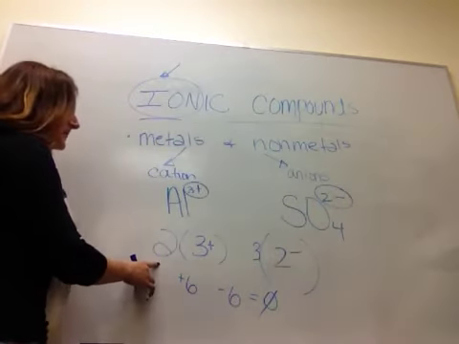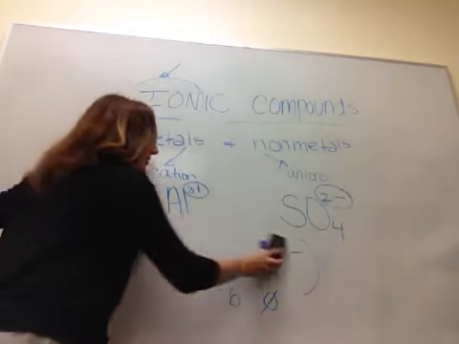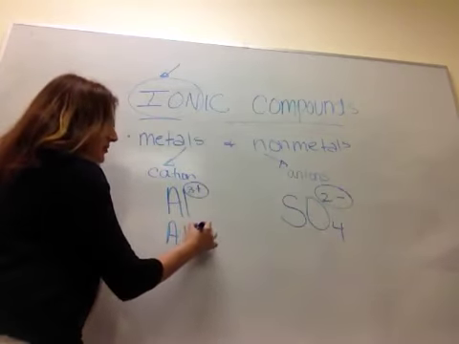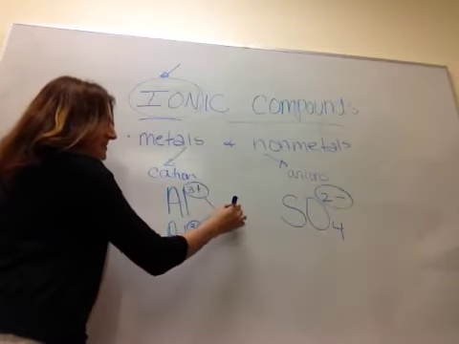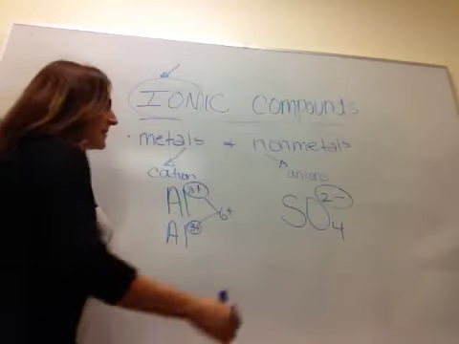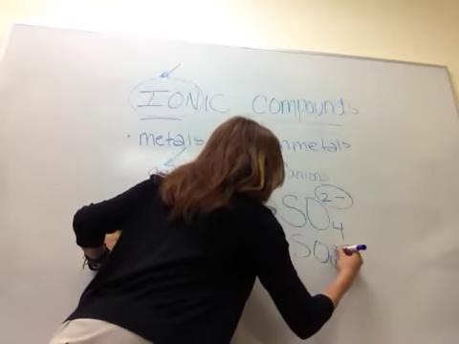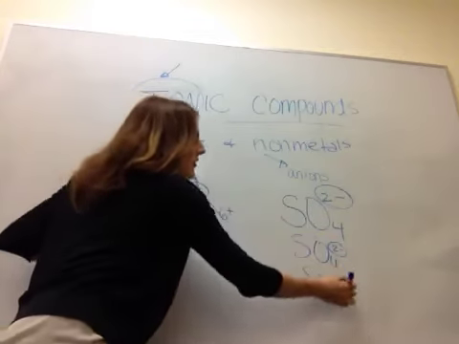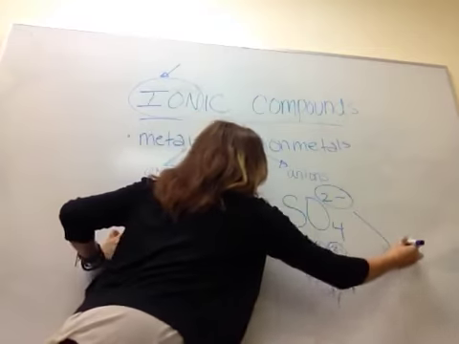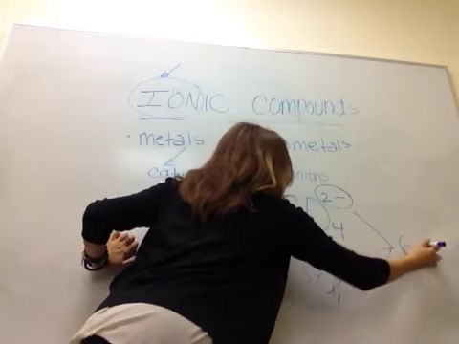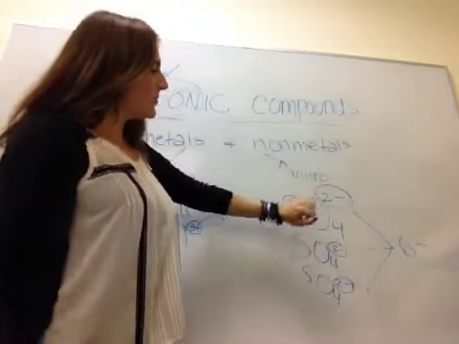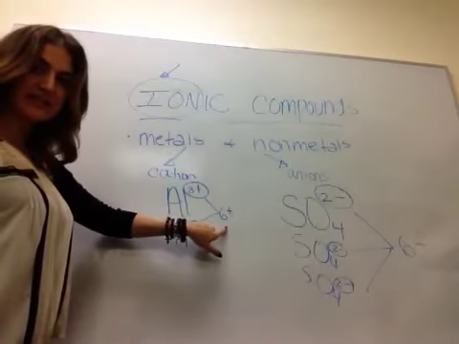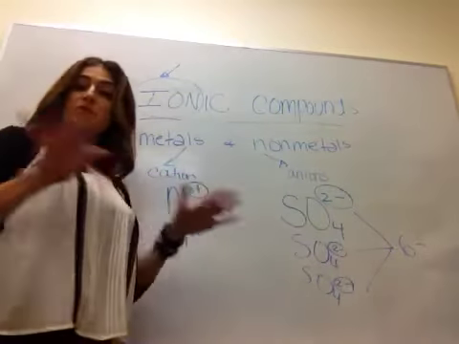So what does that mean? I need 2 of the aluminums. Again, let's draw it out so you can see it. Each aluminum comes with a 3 plus charge. That's a total of 6 plus. See that? Okay. And then how about here? I need 3 of these. 2, 4, 6. For a 6 minus charge. Do you see that? Each one comes with a 2 minus charge. 2 minus, 2 minus. 2, 4, 6. And now the 6 minus to balance out my 6 plus. 6 minus and 6 plus gives me neutral.